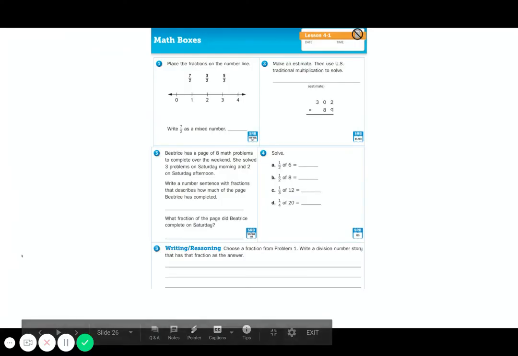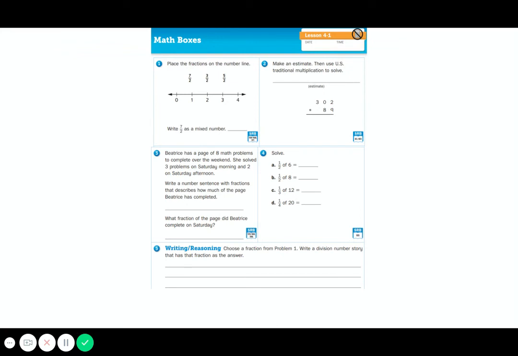Okay, to continue with your learning, you can open your notebook and solve the problems here, 1 through 5. And these are the math boxes that are connected to lesson 4.1.